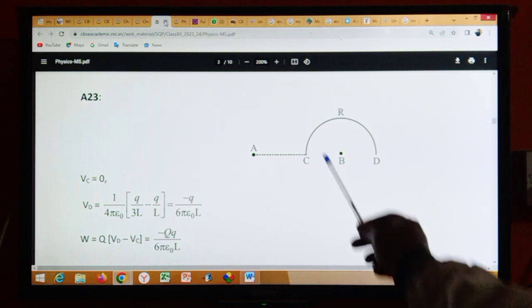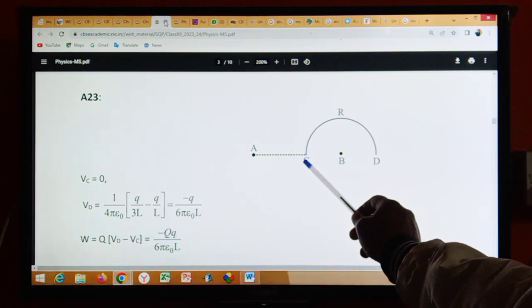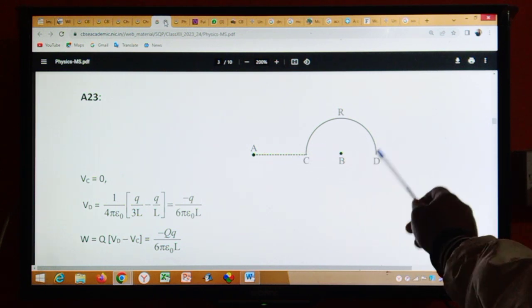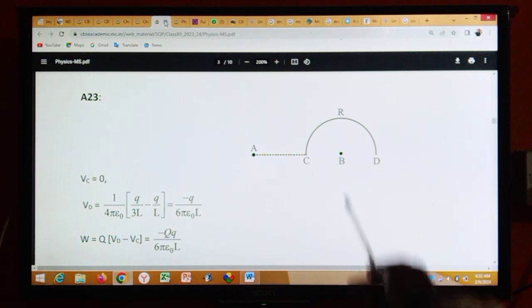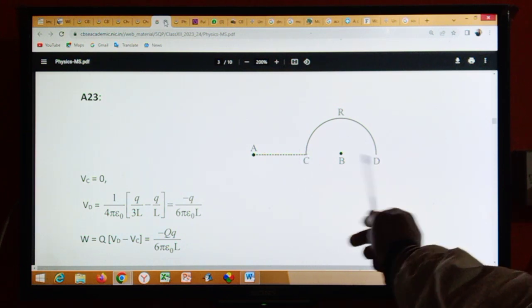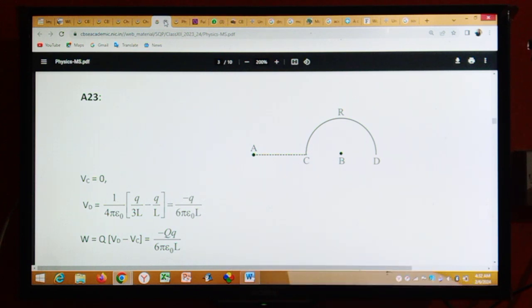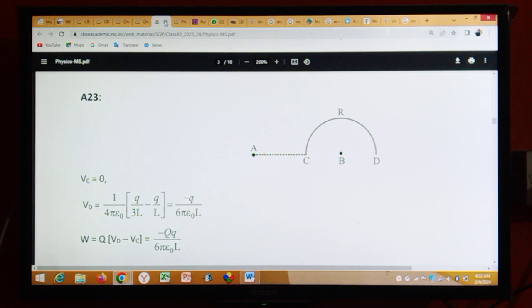Now we need to find out the work done in moving a charge plus q from this point C to this point D. This work done can be calculated by multiplying that charge with the effective potential difference between points C and D. As we know that Vc is 0 and Vd is negative, the potential difference Vd minus Vc multiplied by this charge q will give the final answer.